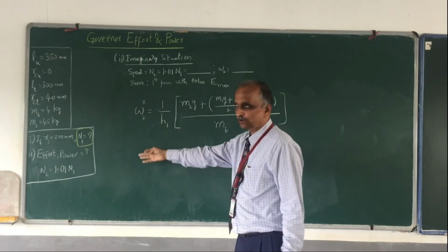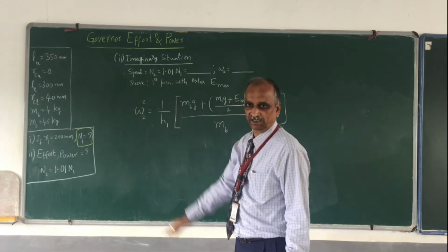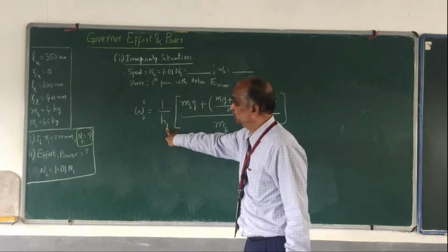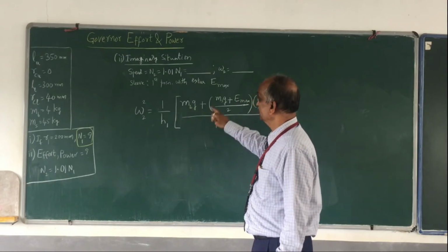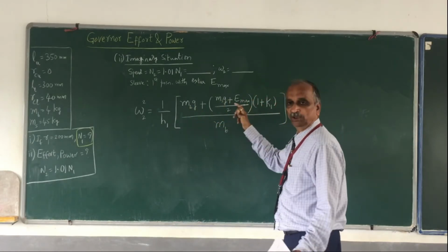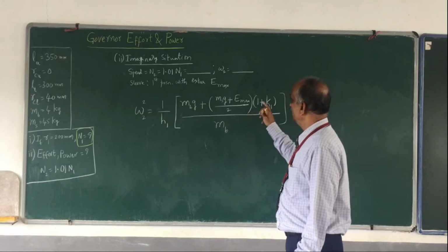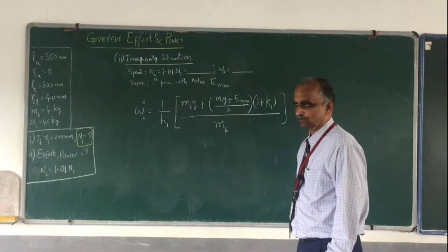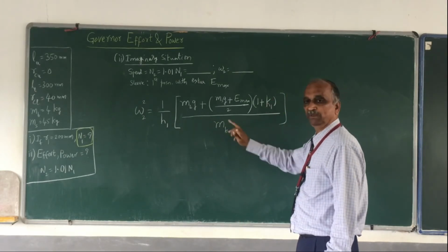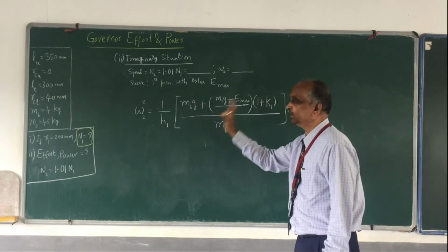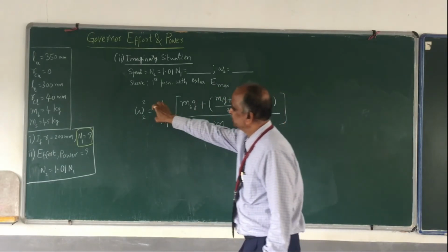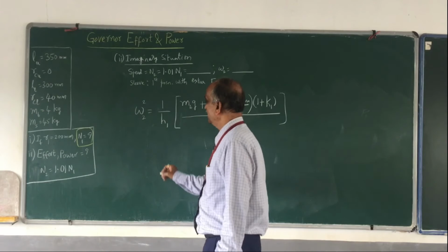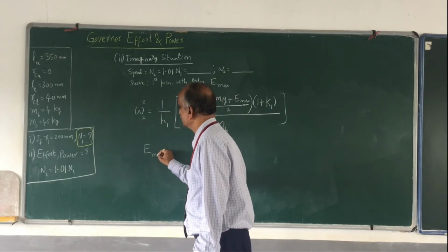So H1, in the very first, previous case, tan alpha 1 is equal to R1 by H1, and that H1 is known to me. Then MB is known, G is known, MS is known, G is known, Emax unknown, that's what I am going to find out. The term 1 plus K1, tan beta 1 divided by tan alpha 1, from the previous case we have analyzed, that also I know, MB I know. So in the whole expression Emax is the only unknown. Substitute all the things and simplify, of course with proper consistency in the units, and then you find Emax.